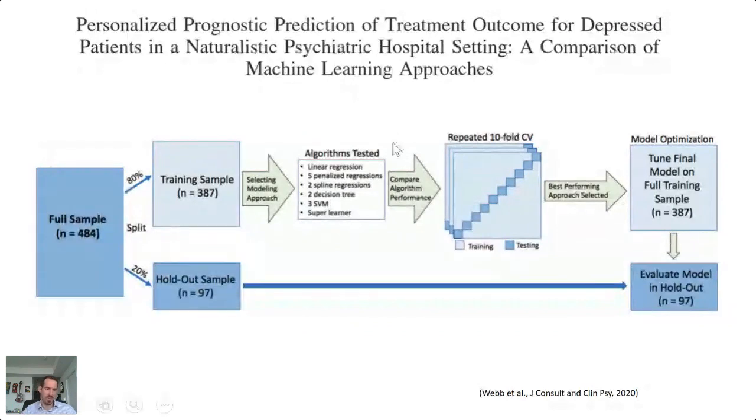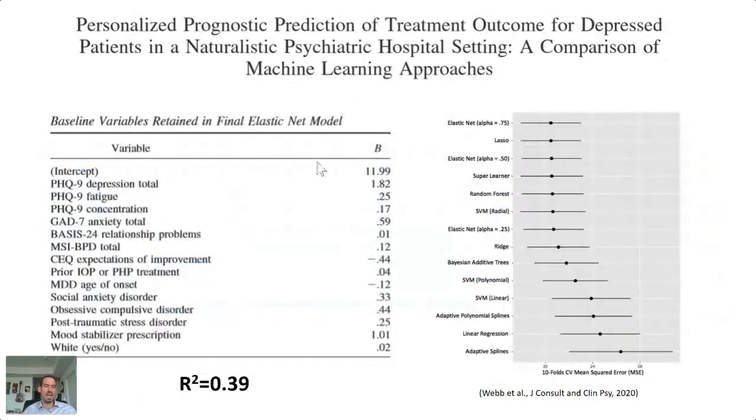But in this study, they had a sample of about 500 individuals who went through treatment for depression, and they applied linear regression, different types of penalized regression, spline regression, decision trees, support vector machines, and a superlearner method to try and predict who responded and who didn't respond to treatment. They included a number of different types of variables: demographics, measurements of anxiety and depression, and also some lifetime exposures and medication. Anyway, the variables that were retained in the final model, the best performing model, explained almost 40% of variability in the data set, where I think their outcome was change in depression scale.